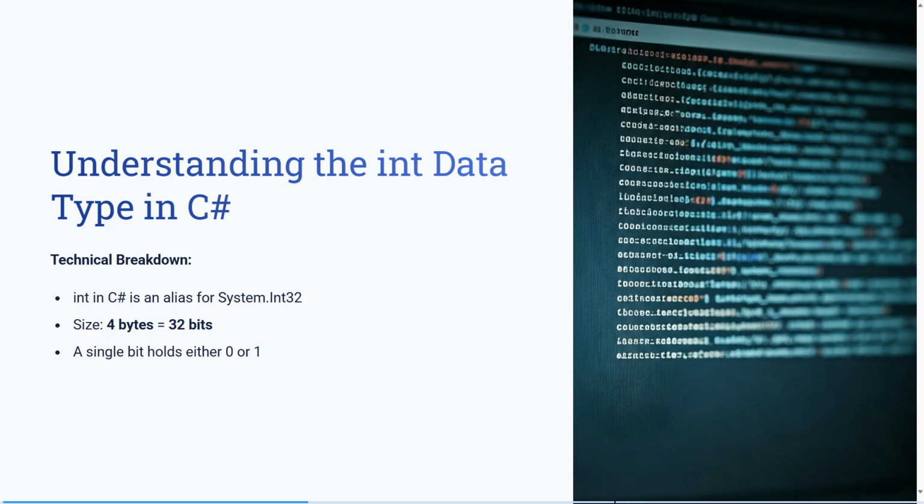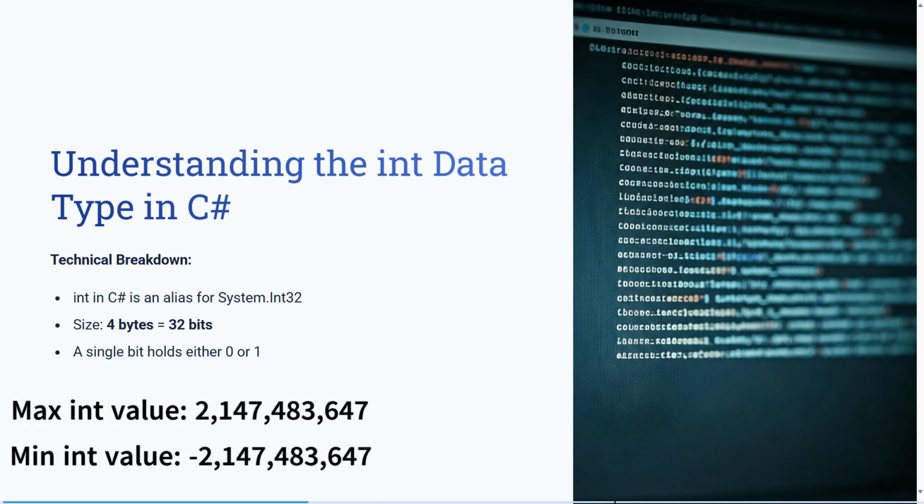Let's talk about integer values for a moment. Int in C# is an alias for System.Int32, which means you can write Int32 instead of int as well. The size of an int is 4 bytes, which means 4 times 8 bits is equal to 32 bits. A bit can be either a 0 or a 1. So, the maximum and minimum values that an int can store are shown on your screen. That's because it uses 32 bits.